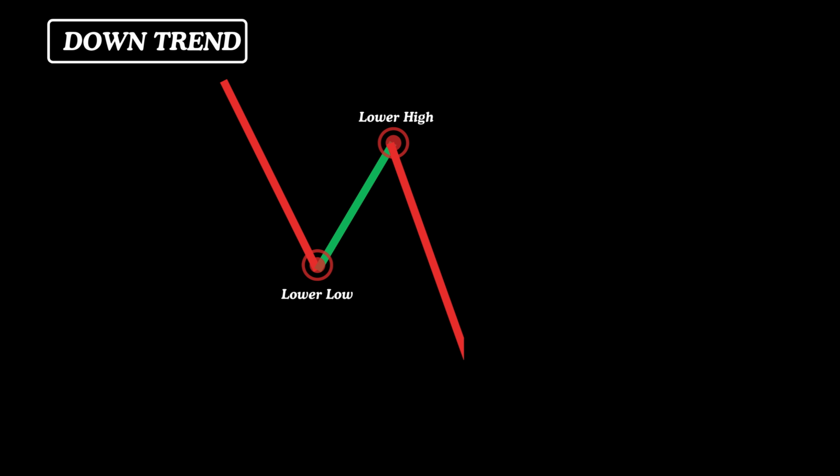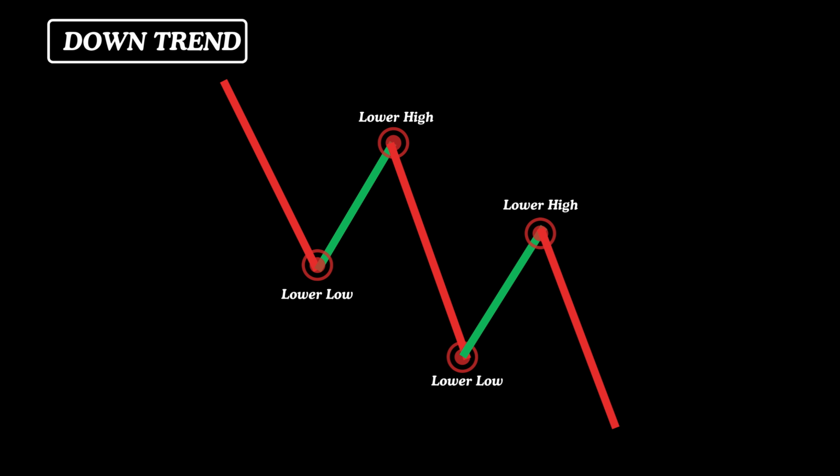In a downtrend, prices form lower lows and lower highs, signaling that sellers are leading the market. The price keeps declining, and each upward correction stays below the previous high. When it falls again, it prints a new low. This consistent movement confirms that the market is in a downtrend.